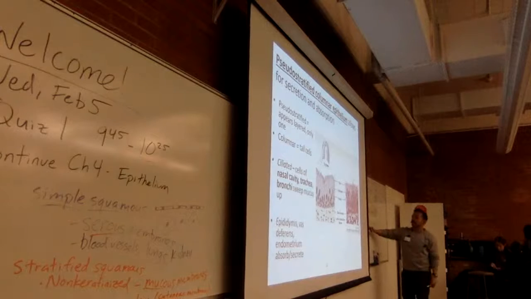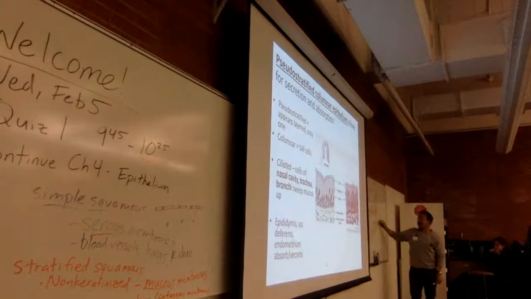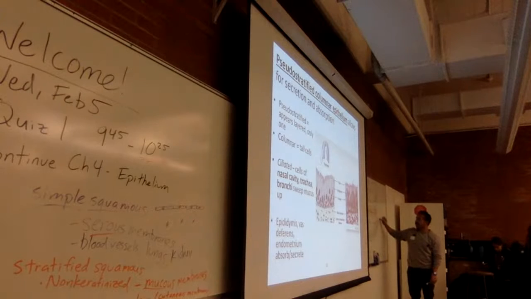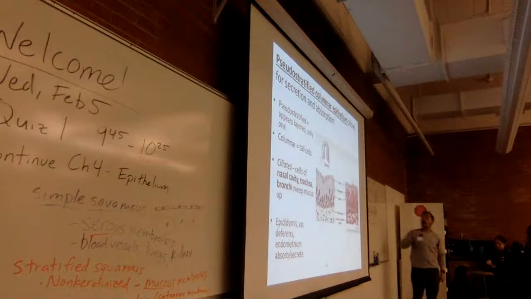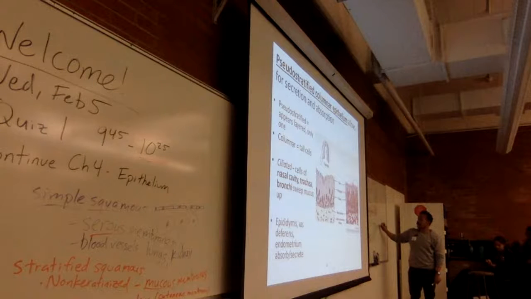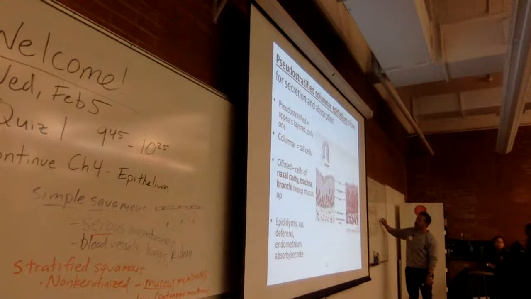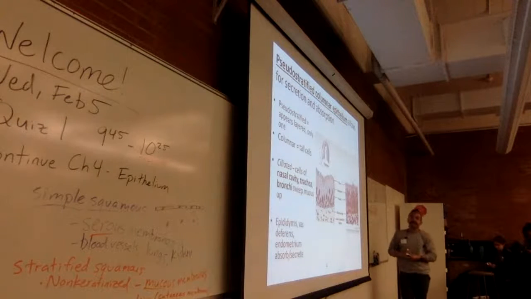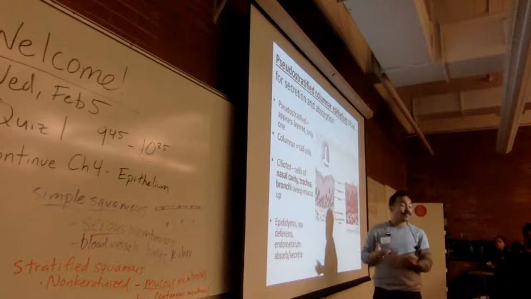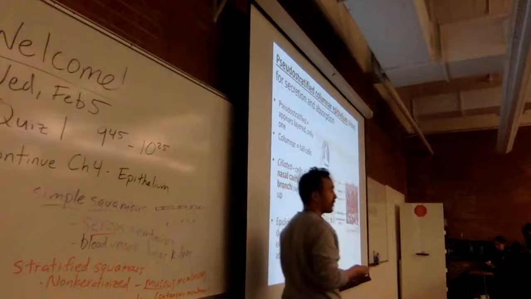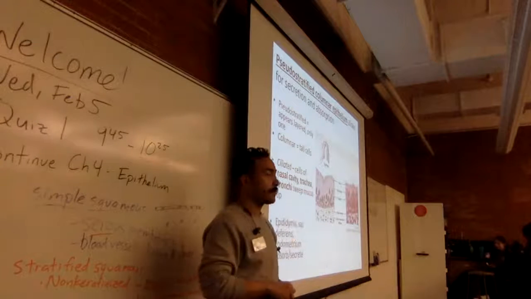What that means, pseudo means false or fake, like pseudoscience. They're still columnar, but they look like they're multiple layers. They look like they're multiple layers because all the nuclei are not lined up. You've got a nucleus here, and a nucleus here, and a nucleus here. They're all over the place. They're columnar-ish, but they're usually kind of oblong or slanted. So that's why they're called pseudostratified. They look like they're more than one layer, but it's really just one layer.